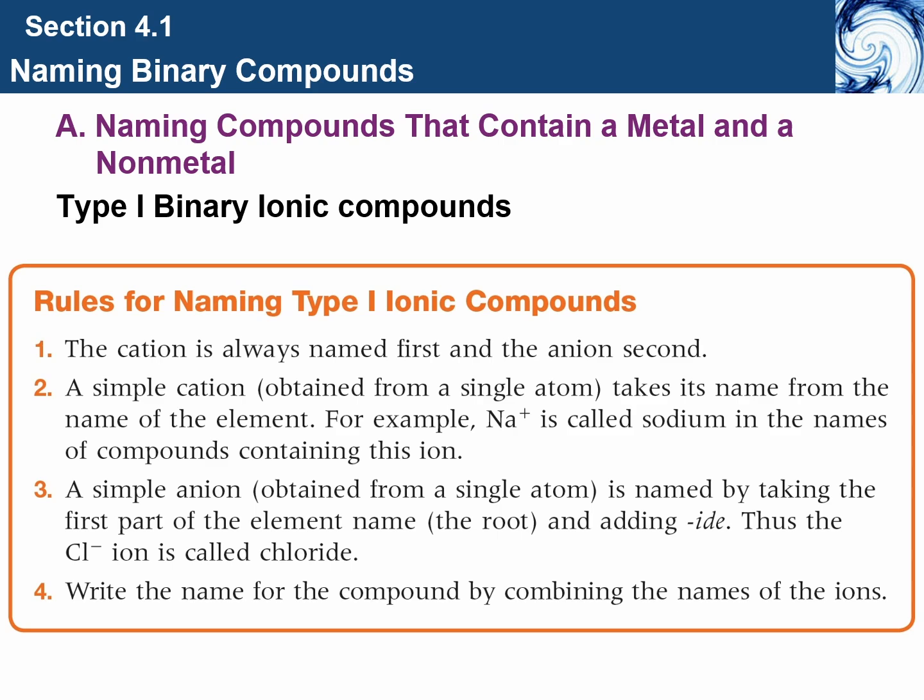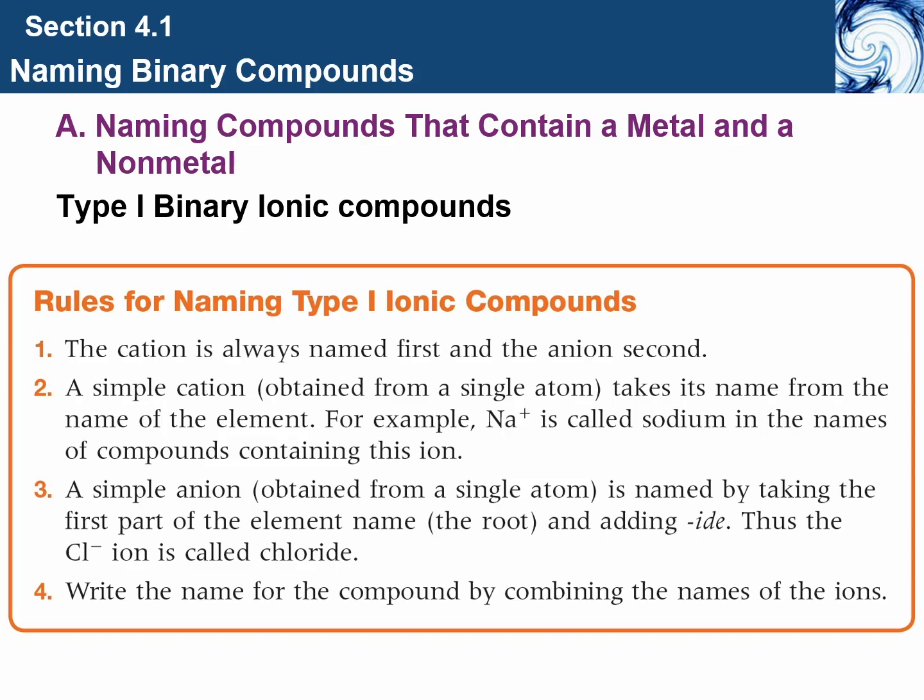All right, here are our rules for type 1 ionic compounds. First, the cation is always named first, and the anion is always named second. The second rule, a simple cation formed from a single atom keeps the name of that element. For example, Na+ is called sodium. Third, a simple anion is named by taking the root of the element name and adding the ide ending. Chlorine becomes chloride. Fourth, we combine the two ions and produce the compound name.